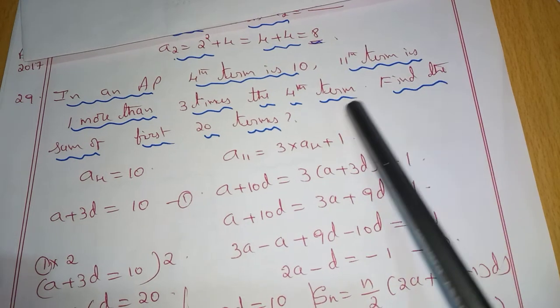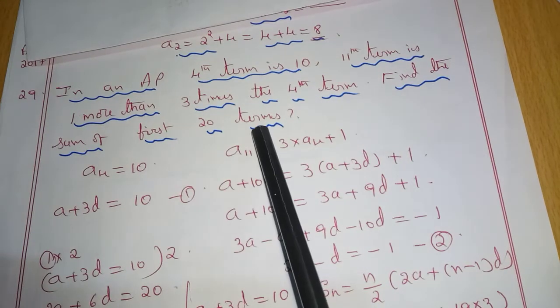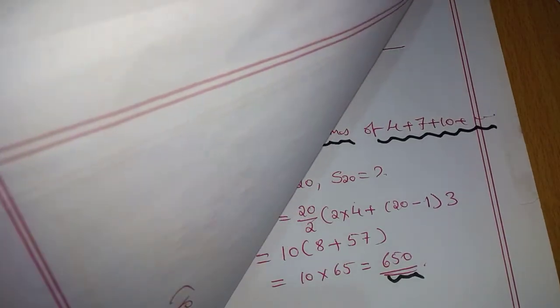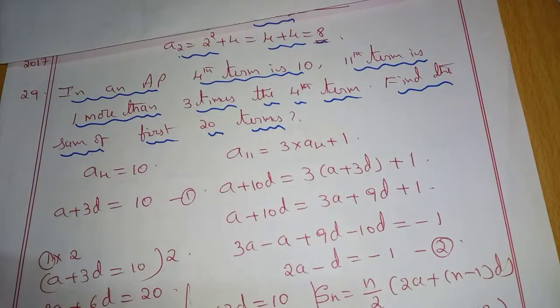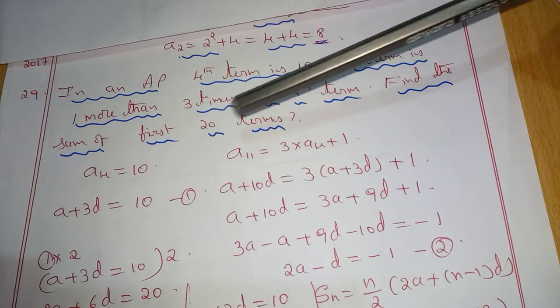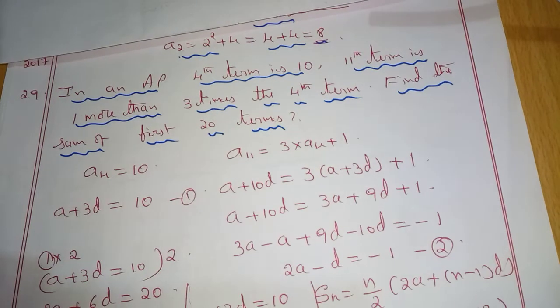What do you have to find? Find the sum of first 20 terms. Shall we see what are given? Fourth term is 10. How do you denote fourth term? A4 is equal to 10.